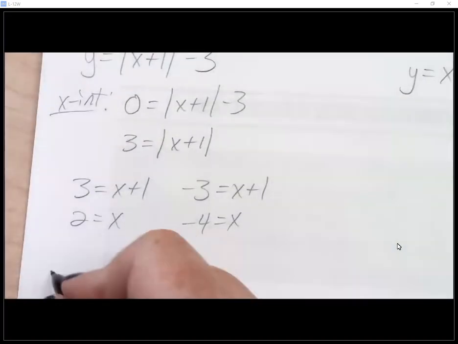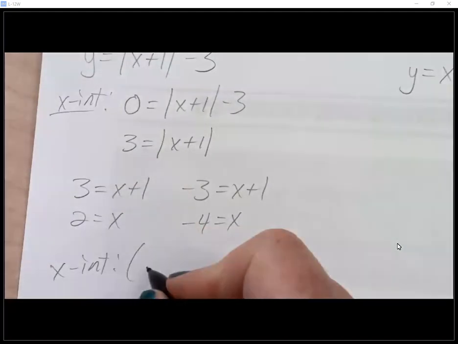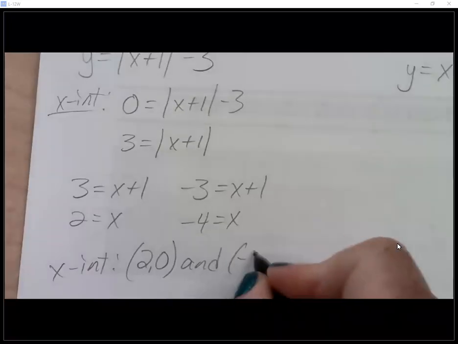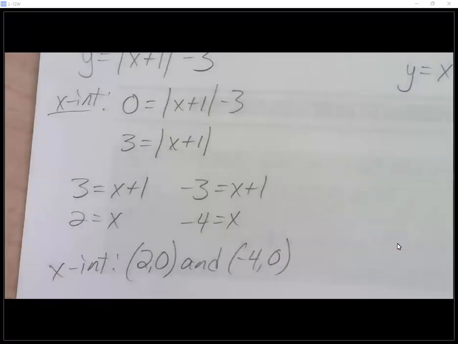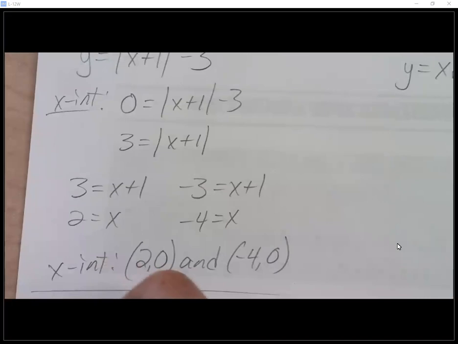And they are at 2, 0 and -4, 0. See how they're separate points? Don't put them together and say it's at 2, -4. It's not even on the x-axis. They're separate points. And then y-intercept, I do the same thing. Let's plug in a 0 for x.